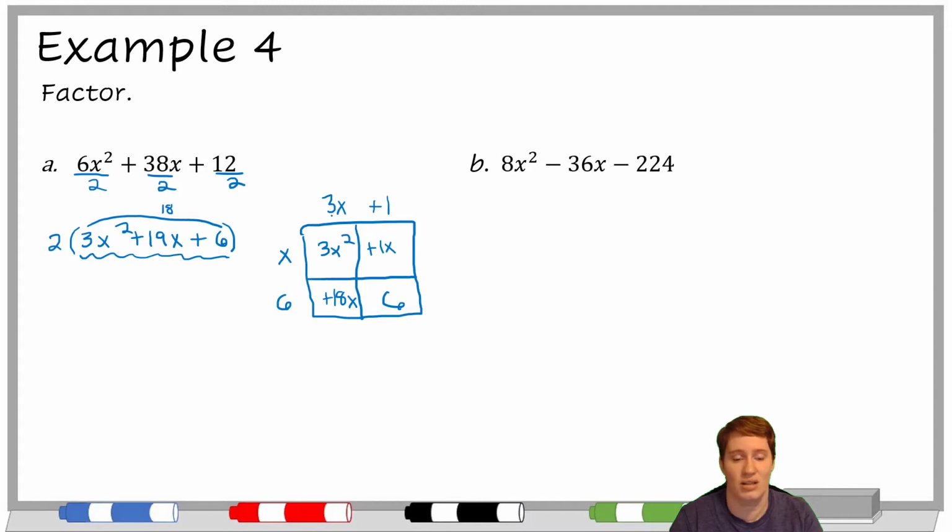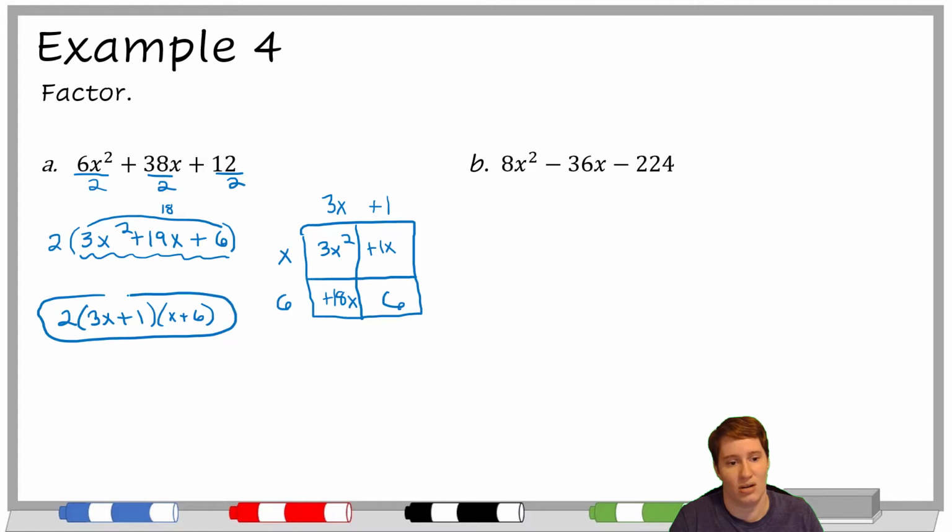And remember, you can double check that you're doing it right by doing a quick multiplication. 3x and x is 3x squared. 1 and 6 is 6. x and 1 is 1x. 3x and 6 is 18x. So this would be 3x plus 1 times x plus 6. And don't forget your 2 in front. Here is our answer. Voila!